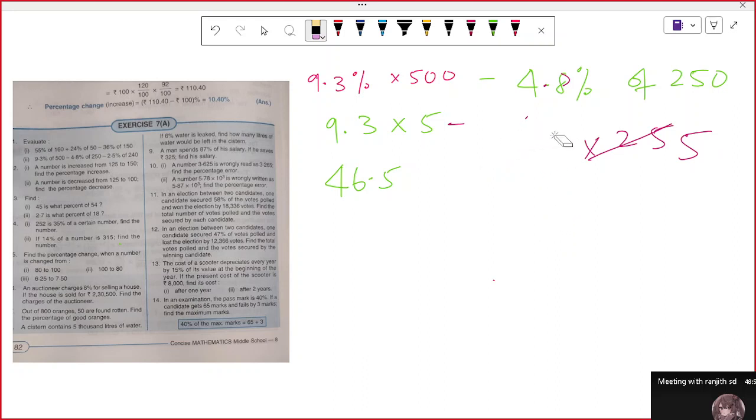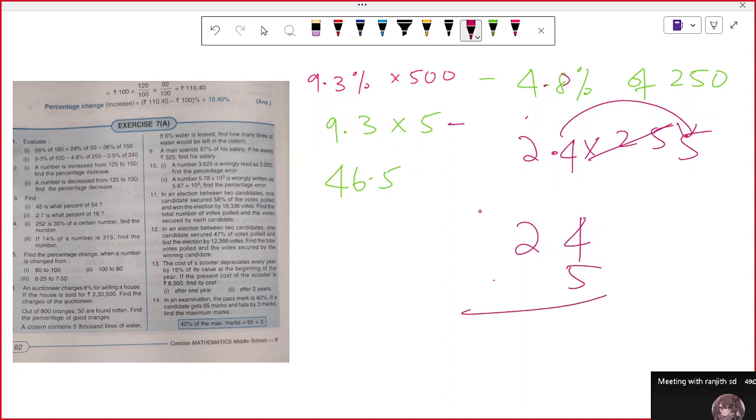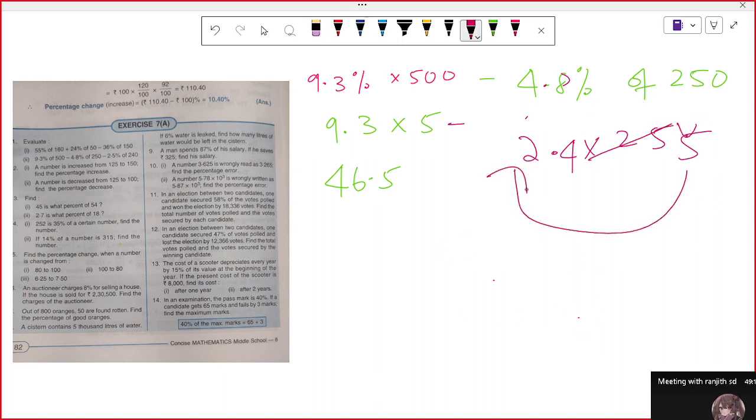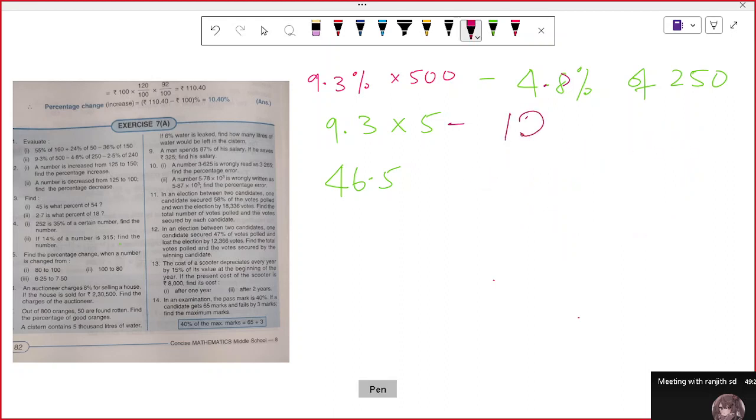What do you get for 2.4 into 5? 5 fours are 20, 5 twos are 10, so 120. You have to place back the decimal. How many decimals do you have to place? 1, so 12. It's a practical question: what is 5 into 2.4? Will it give 120? No, somewhere in between 10 and 15. So 12 is the answer.